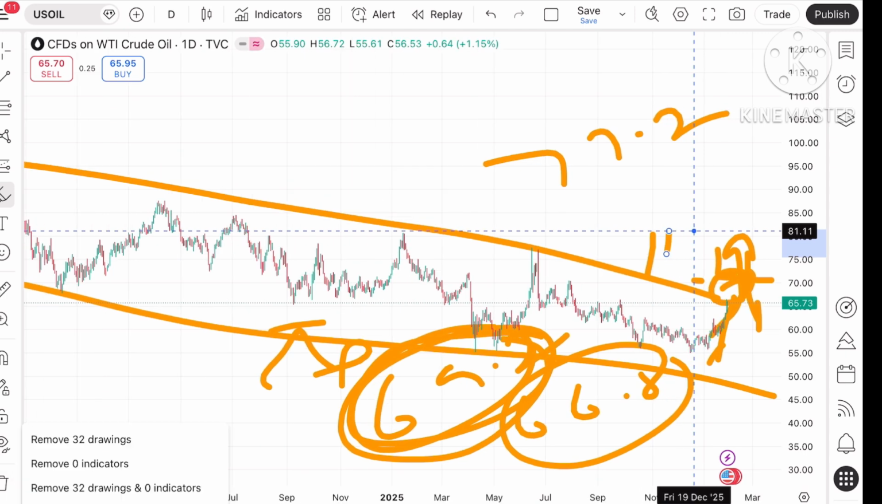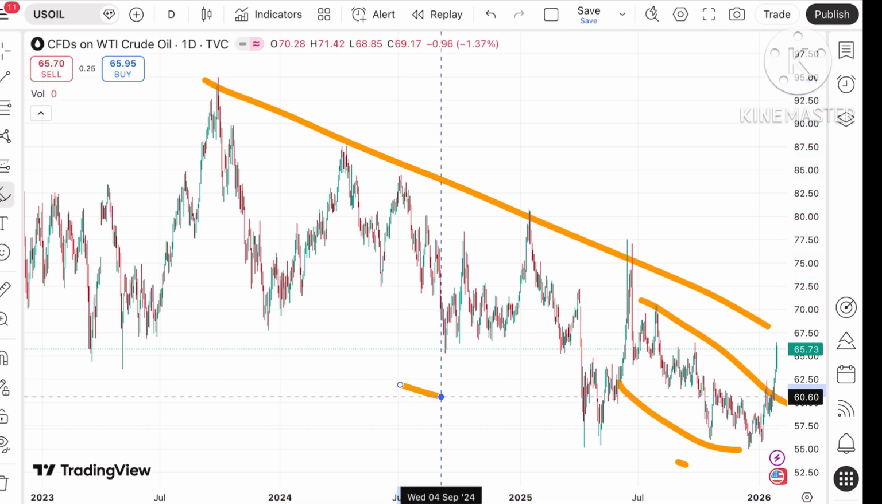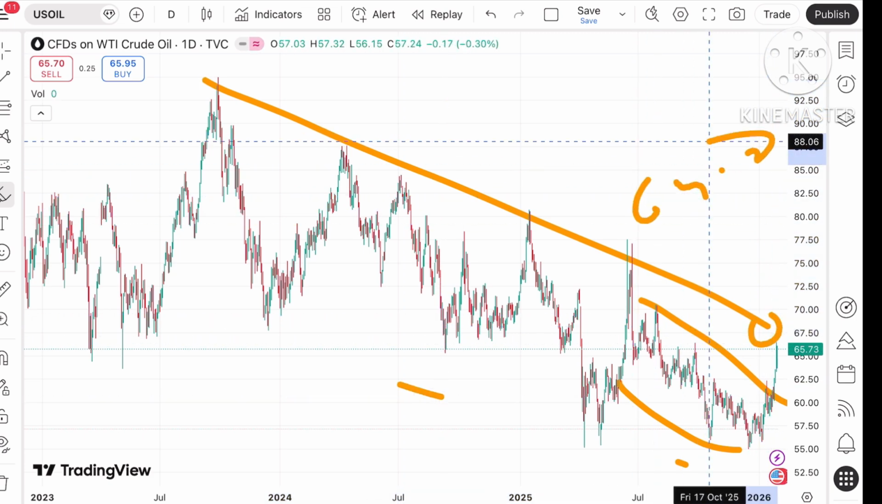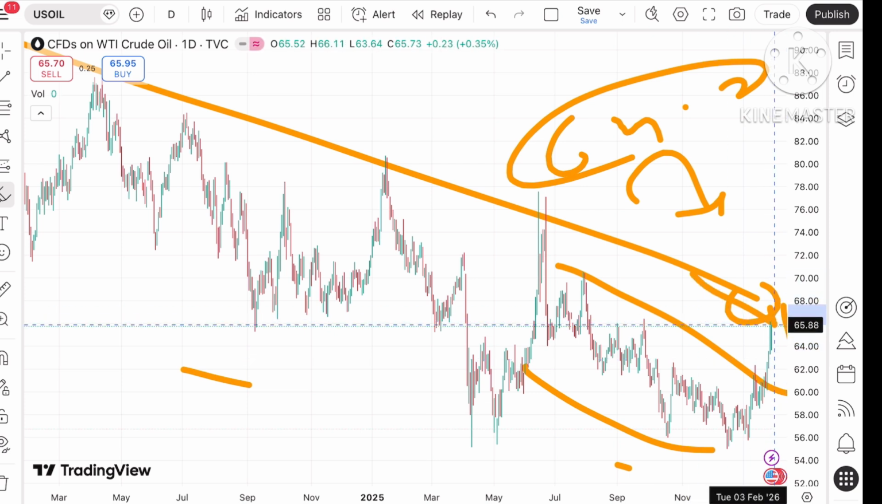But suppose the price starts, the trend line what we have seen, if we go on a bigger chart. If the price touches the level of $69.2 and bounces back from that level, it can come again into this particular zone. So the probability will be high.